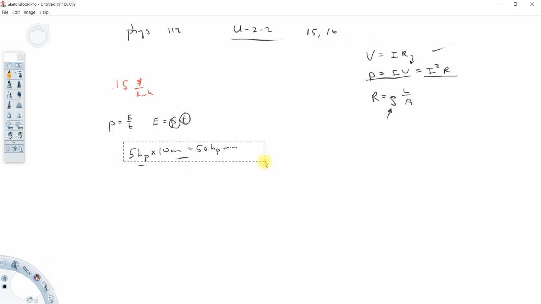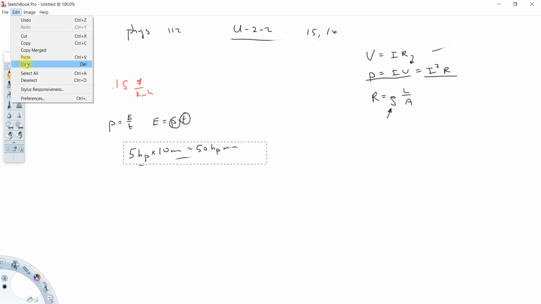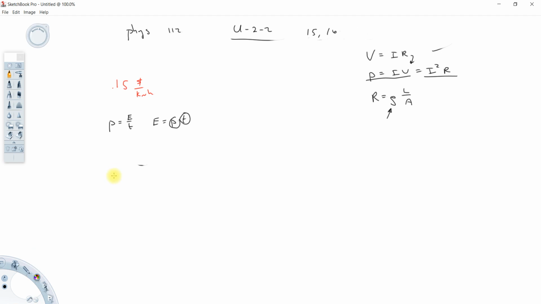So, a kilowatt hour. This is how electrical energy is normally billed. Kilo means 1,000, a watt is a joule per second, and an hour is 3,600 seconds. This comes out to be 3.6 times 10 to the 6 joules. So basically, the electrical company charges you 15 cents for this many joules.